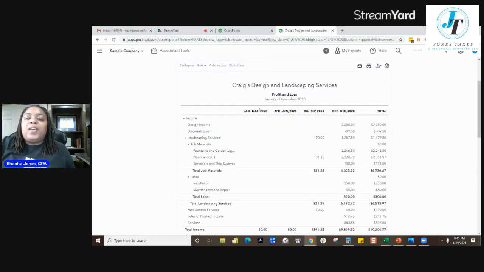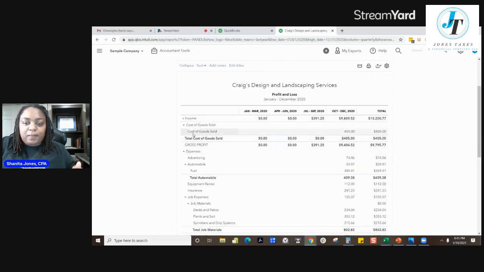When we do this, we get January through March, April through June, July through September, October through December. The word quarter, they really mean quarter in the real sense of the word. It's 4 quarters in a year, of course, and each of those quarters has 3 months. So now we know what our quarterly revenue is, and I'm just going to make this smaller so that we can read it. We see what our quarterly income is. It was $0 for quarter 1, $0 for quarter 2, $391 for quarter 3, and $9,800 for quarter 4.